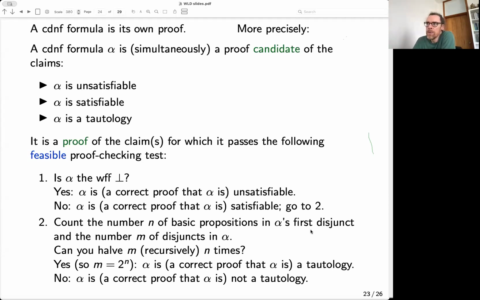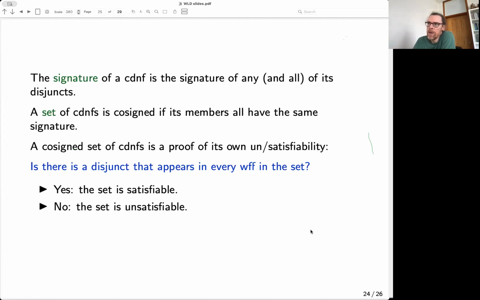Okay, so that's the response to the second argument. And then I guess, oh yeah, I can go through this. I think I've got enough time. So far I've just talked about single formulas, but you can extend this very easily to talking about sets of formulas and arguments.